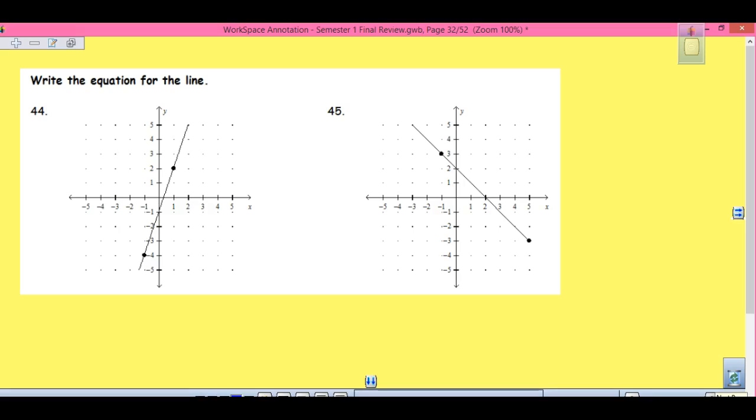Okay, another one of these guys. We gotta find our slope. Ooh, what's my rise? 6. What's my run? So my slope is 3. My y-intercept is negative 1. So y equals 3x minus 1.